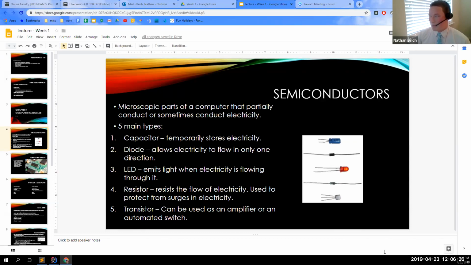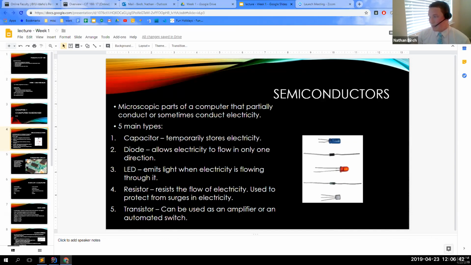But diving into this chapter, we start learning about semiconductors. Now these are tiny parts of a computer, microscopic parts that are there to control the flow of electricity. There are 5 different types.